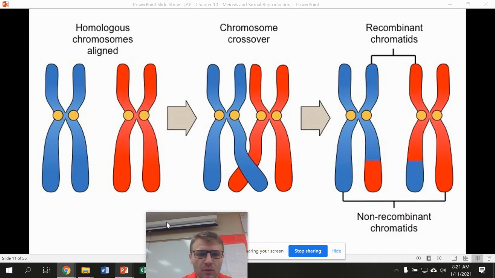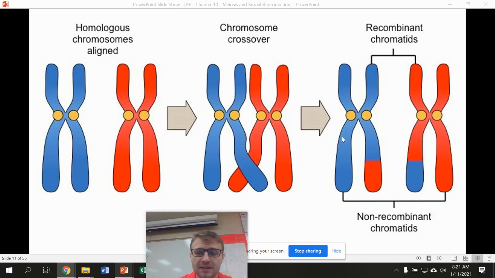We can see here we have these homologous chromosomes. That means they have the same genes in the same locations. Let's imagine this is the first chromosome. You got this one from dad, this one from mom. They're going to flip-flop genetic material. They're going to flip-flop this part of the arm.